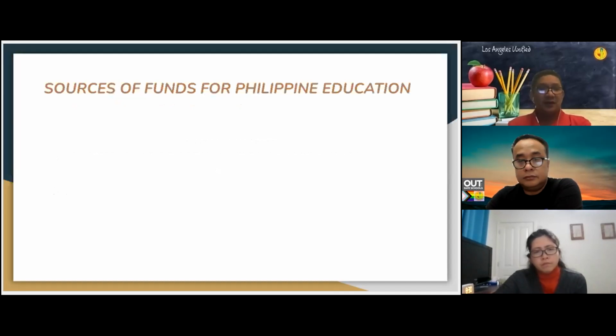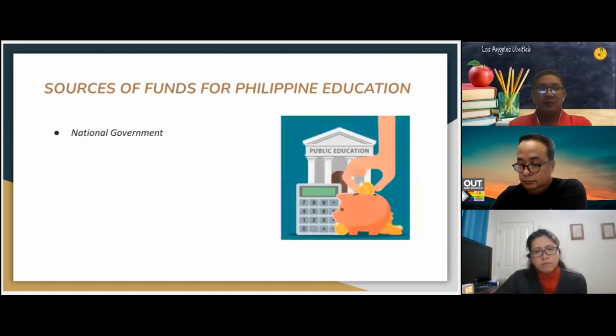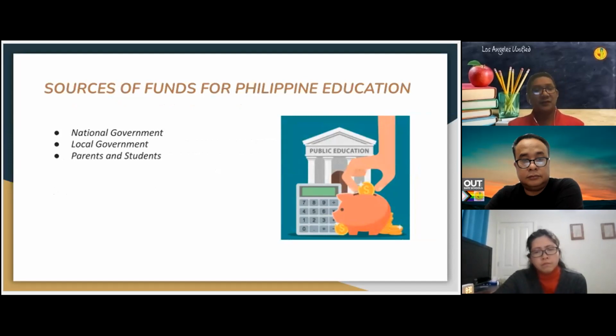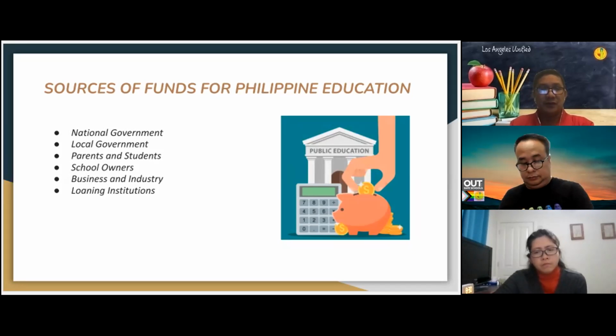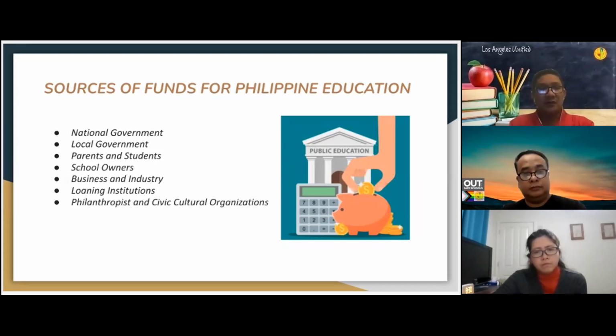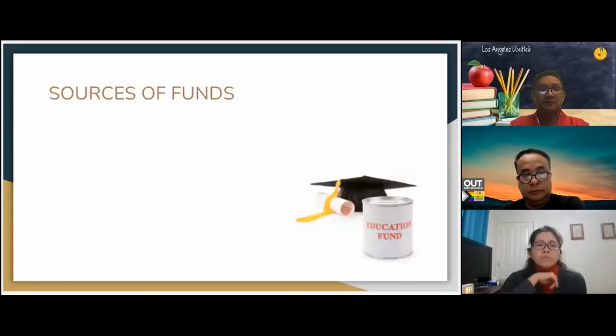So now, what are the different sources of funds for Philippine education? Number one, the funds coming from the national government. Number 2, local government. Number 3, parents and students. Number 4, school owners. Number 5, business and industry. Number 6, loaning institutions. 7, philanthropies and civic cultural organizations. And the last one is from the alumni.